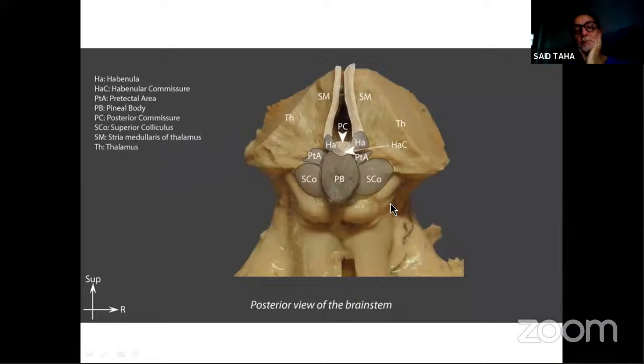Here again, the posterior part of this region with the habenular commissure. This habenular commissure is the stria medullaris of the thalamus that runs over the anterior surface of the thalamus. And here the pineal body, laterally the superior colliculus, and laterally the posterior part of the thalamus.